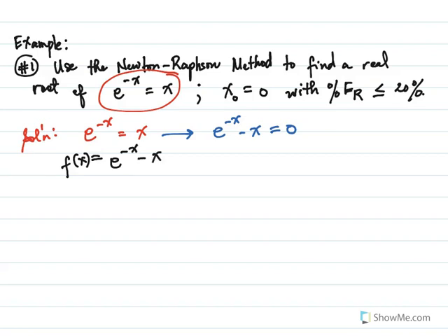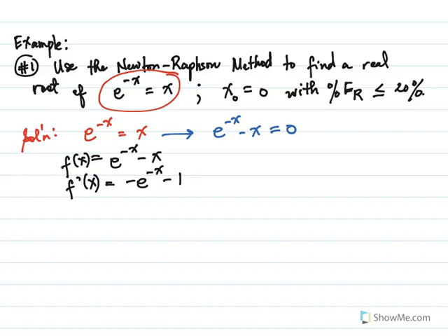And then your derivative f prime of x is equal to negative e to the negative x, and then the derivative of x with respect to x is just 1. So basically, our f prime is simple. It is simple to obtain, so it will not give us a complicated function.